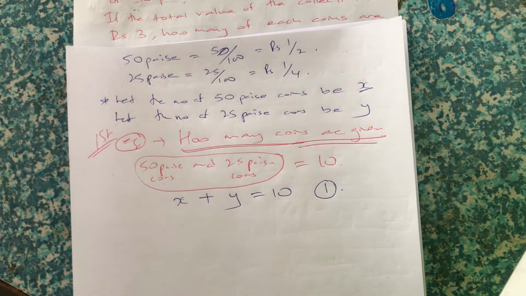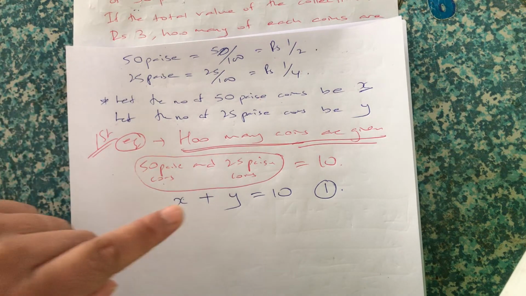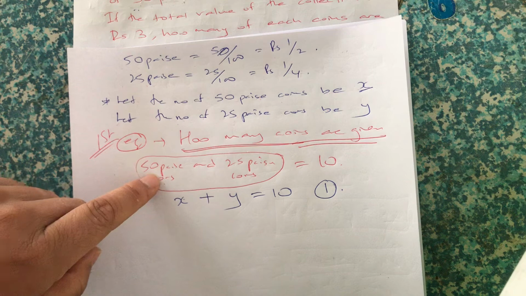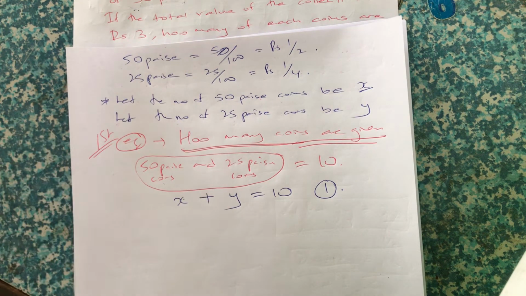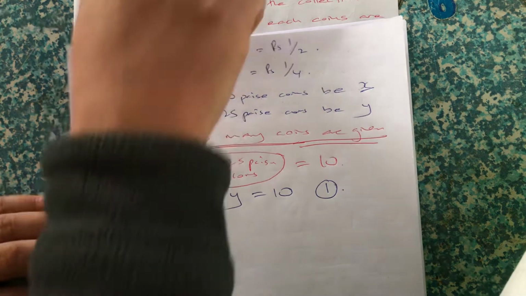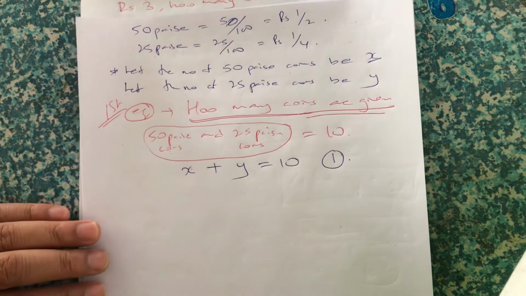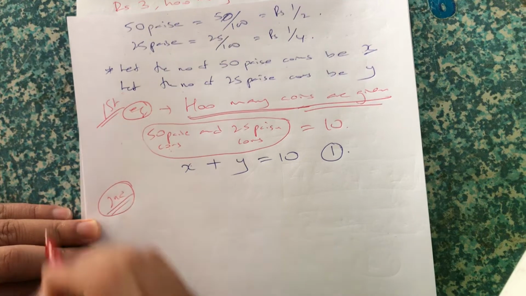So how many coins are there in the question? I use that information to frame my first equation. I've assumed there are x number of 50 paise coins, and y number of 25 paise coins, and that is equal to 10. That's the first information. So you don't have to do all this; directly you can write x plus y is equal to 10 in your exam. Okay, then how do I frame my second equation?